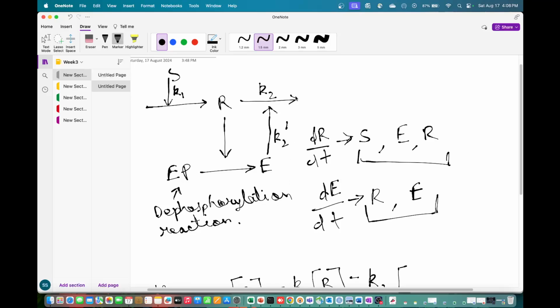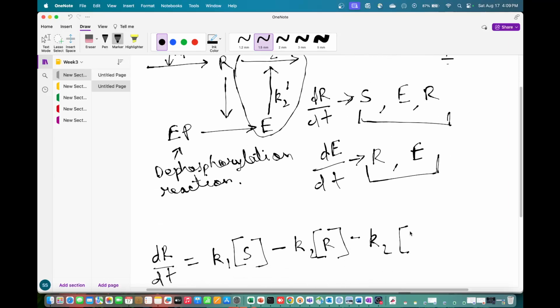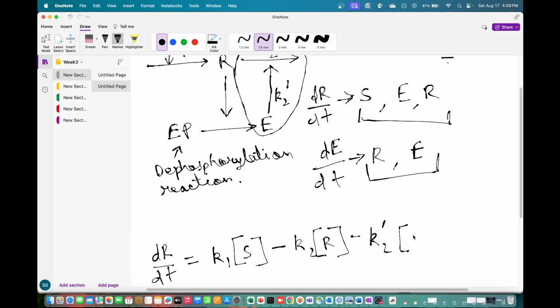Right. So what is this part of the reaction? If you notice, this part of the reaction is E plus R, K2 dash. Say X is getting degraded to Y, so it's production of Y. So basically degradation of X. So this is the reaction E plus R, and if you take an X here, E plus R plus X, which is getting degraded to Y. Now looking at this standalone reaction alone, it will be a K2 dash into E into R.